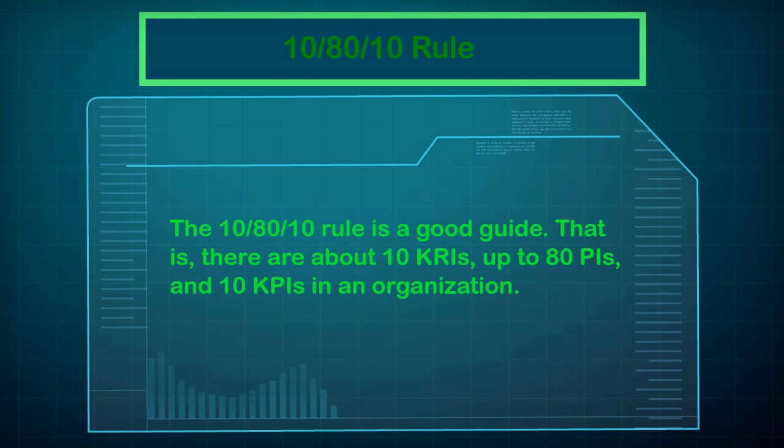10-80-10 rule. The 10-80-10 rule is a helpful guide stating that there are about 10 KRIs, up to 80 PIs, and 10 KPIs in any given organization.